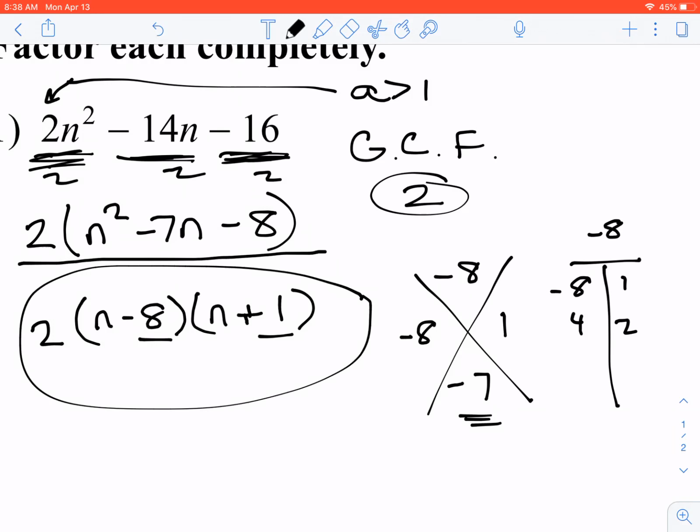Why don't you pause it there and maybe go back and look at that again and just see how I took that GCF out. And when you're ready, we're going to move on to the next one.